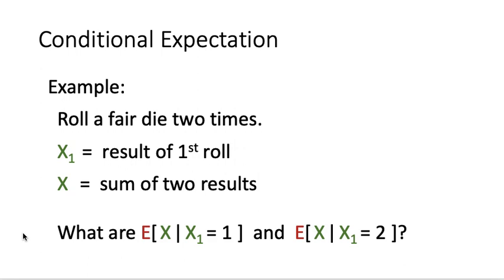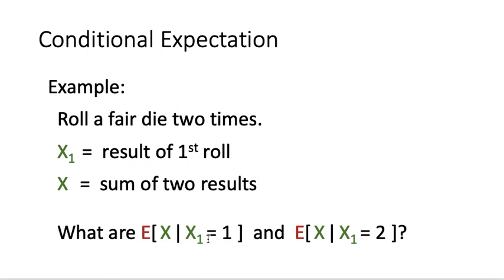Here, let us see an example. Suppose that we are rolling a fair die 2 times. We let X1 be the result of the first roll, and then we let big X be the sum of the 2 results. We want to find out the expected value of X given X1 is equal to 1. And let's also try another one: what is the expected value of X, but this time given X1 is equal to 2?